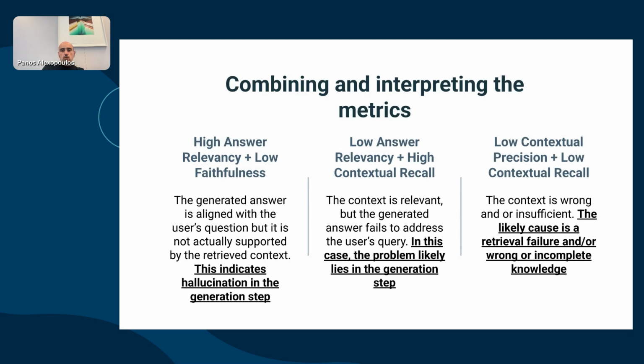A third case is when we find low contextual precision and low contextual recall. In that case, it means that the context is wrong and most likely insufficient. Here, the likely cause is a retrieval failure or a wrong or incomplete knowledge graph, which means that we need to further investigate.